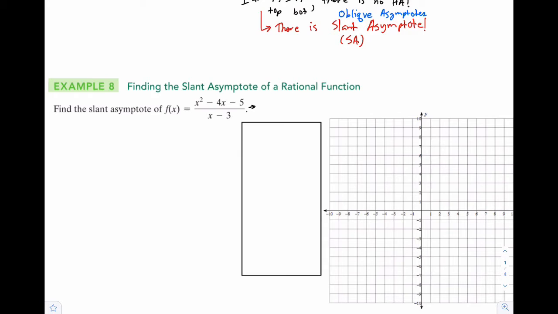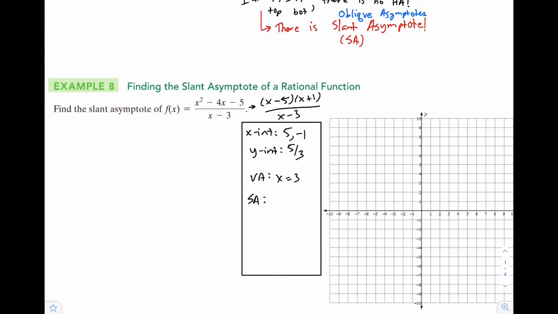And to make it easier, let's factor this. That would be x minus 5 and x plus 1. That way I can see everything a little bit easier. So now I can see my x-intercepts are going to be 5 and negative 1. My y-intercept, that'll be 5 over 3. My VA is x equals 3. And now, remember, there is no horizontal. There's a slant asymptote. So we'll write slant.